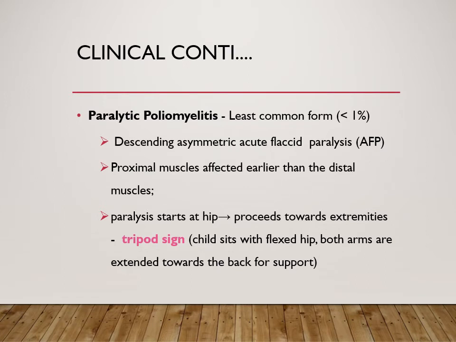Finally, the child will present with residual paralysis. That means whatever is left, some part will be healed, some part will be left, and the left part will have the paralysis. Paralysis starts at the hip and proceeds to the extremities. The tripod sign is a very important MCQ. This sign is seen in polio. The child sits with flexed hips, and both arms are extended towards the back for support.